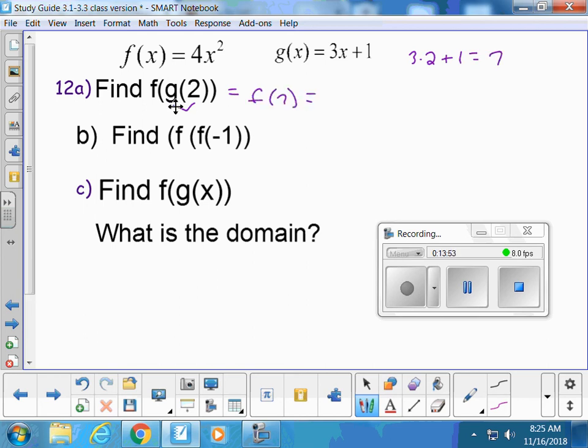So you take your 7 to function f. 4 times 7 squared. Remember to square that 7 before you multiply by 4. So that would be 49 times 4. 196.